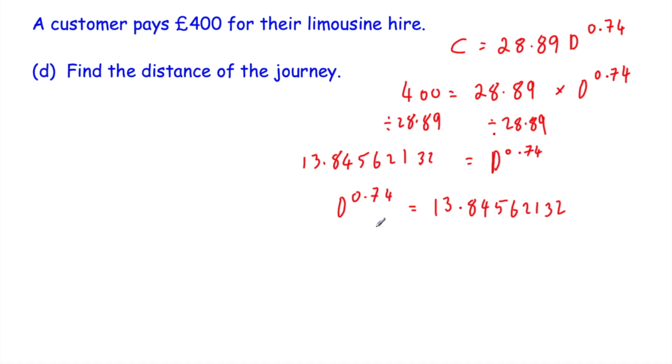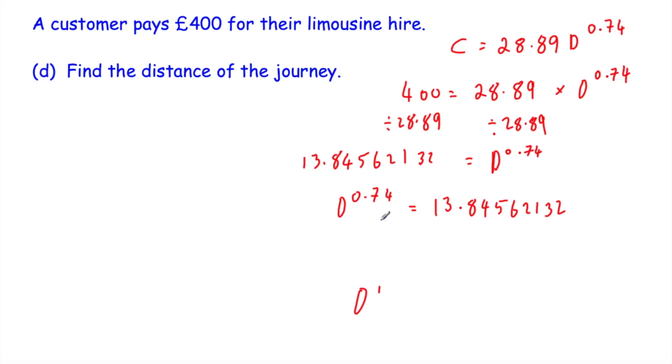So here we've got d to the power of 0.74 equals 13.84 and so on. If we wanted to solve an equation like this, we would want to get the letter on its own. So we want to get the d on its own, and the d on its own would be d to the power of 1. So we want to figure out what power we would raise both sides of this equation by, so that instead of it being d to the power of 0.74, we get d to the power of 1.